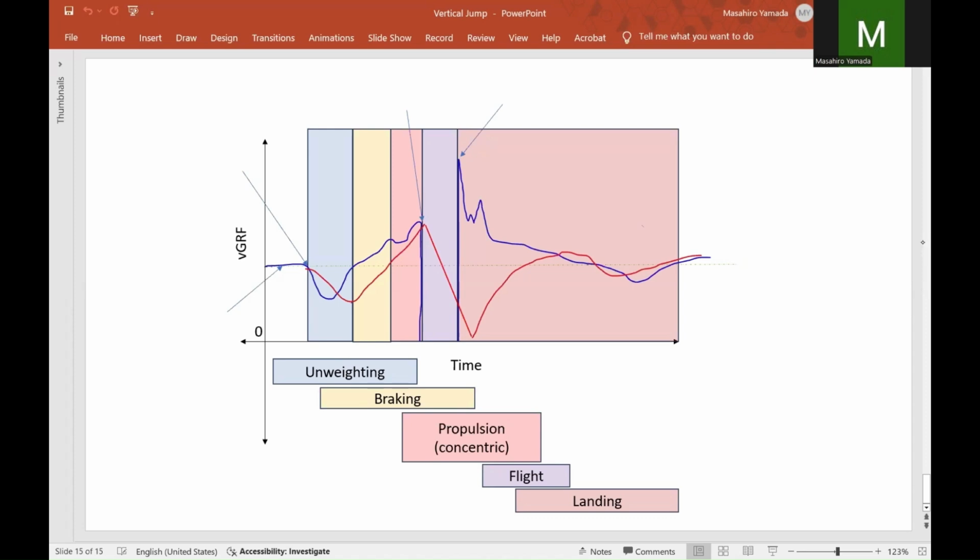In this video, I'm going to introduce how to interpret the vertical jump data, or counter movement jump data. In part one, I'm going to cover some basics. When you look at the counter movement jump data, the x-axis is time, and the y-axis is not the force you actually exert against the floor. It is actually the reactive force.